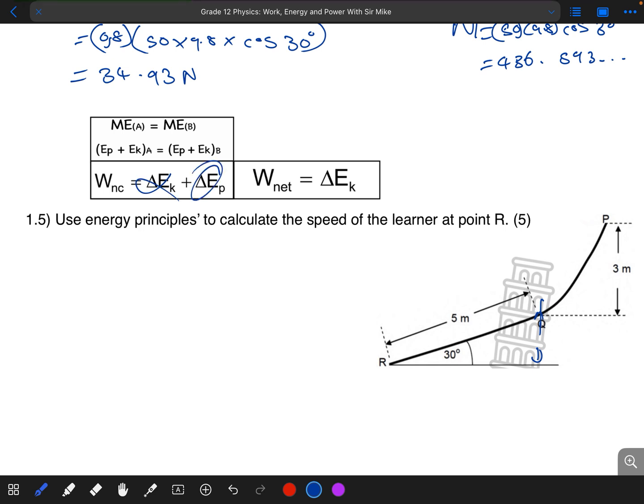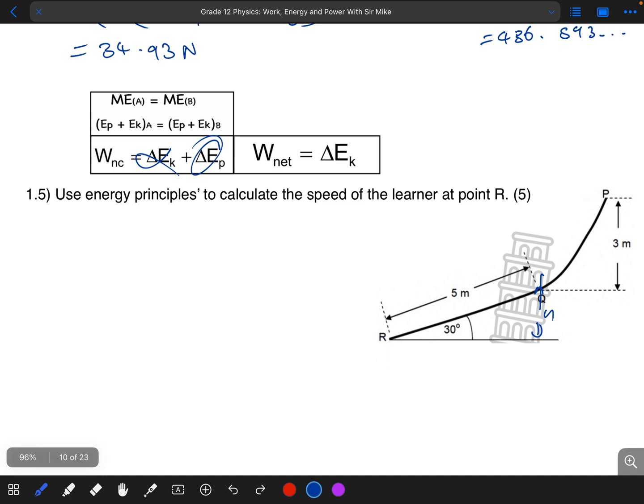Why? Because that potential energy would require us to use that h, which we do not have. So the one that works better is this one, which says that W net is equal to the change of the object's kinetic energy. Remember that W net is simply the sum of all the work done on the object by all the forces that we have. So W net is equal to the object's change in kinetic energy.